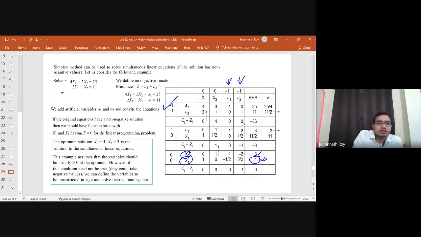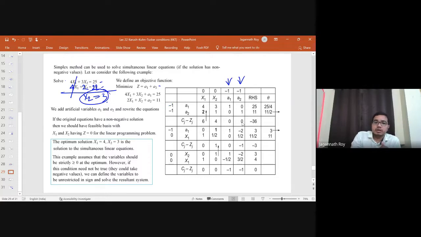In fact, if you try to find out here, this is multiplied by 2, so this will become 4. This is 2, this is 22. Then 4 gets cancelled. 3 minus 2, this is x2. Then this is 25 minus 22, so this is 3. So x2 is 3. This is an easy problem, but we have to understand that the simplex method can also be applied to find the solution of a system of linear equations.